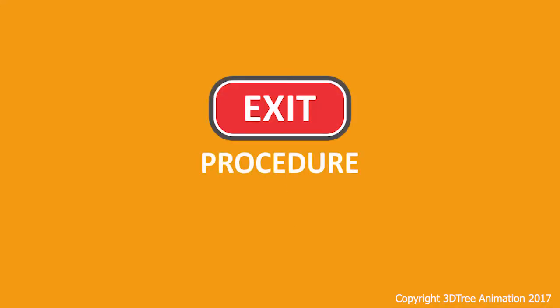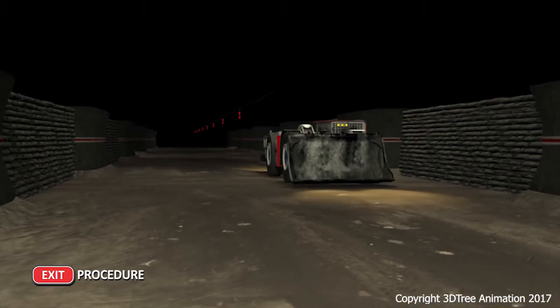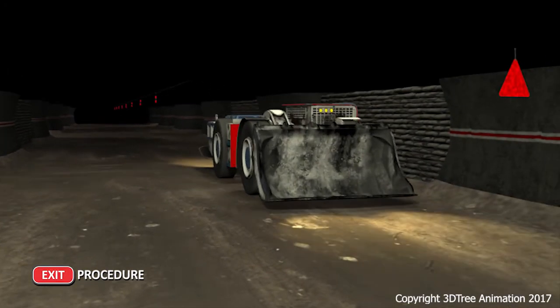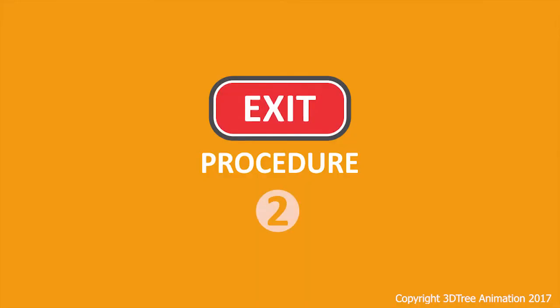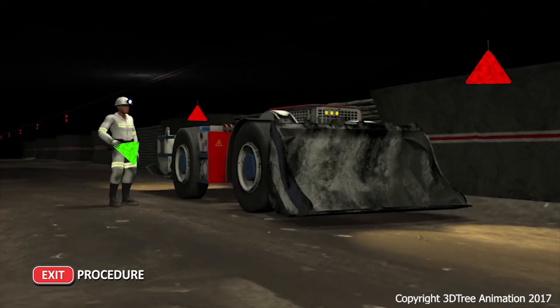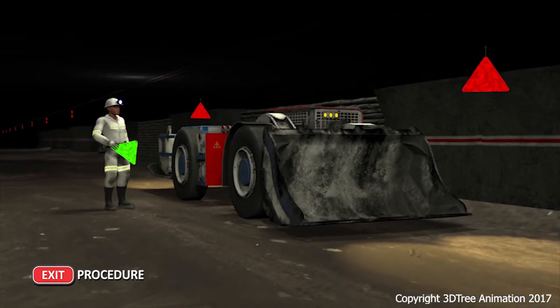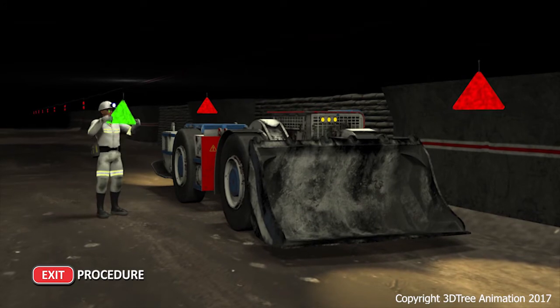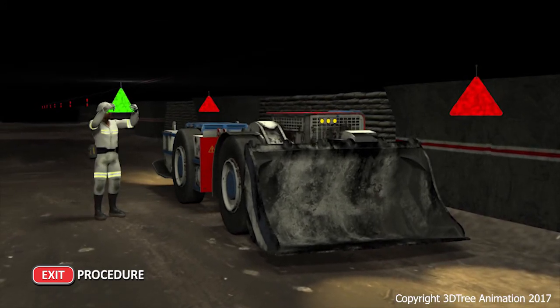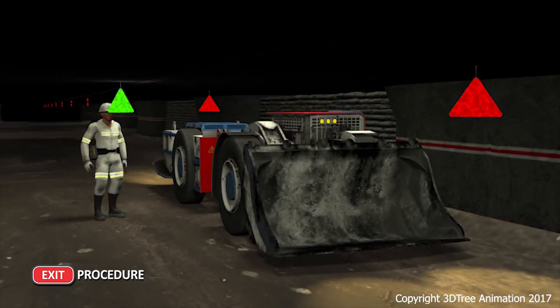Exiting procedure. 1. When exiting the undemarcated area, park the vehicle in the same place as before. 2. Exit the vehicle and hang red triangles in front and at the back of the vehicle. Hang a green triangle as well, indicating that you are a pedestrian. You can now start removing the red sparkling sticks.